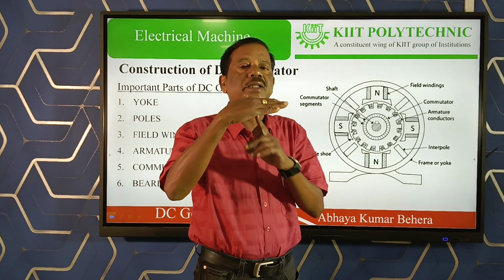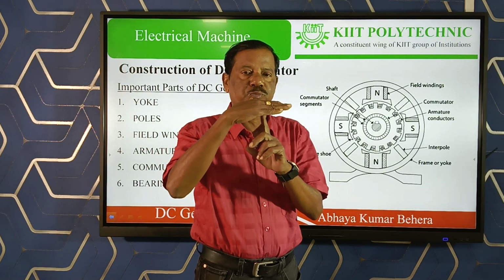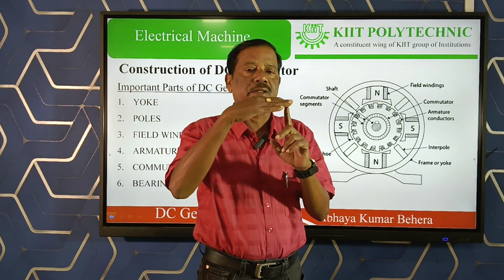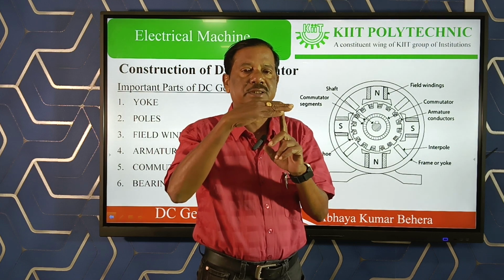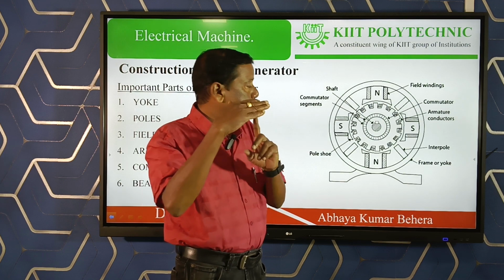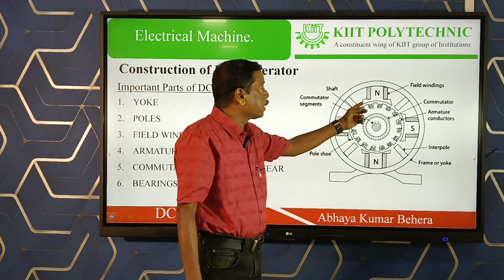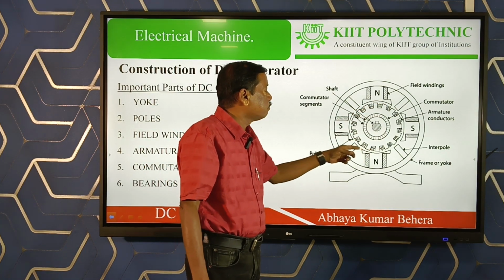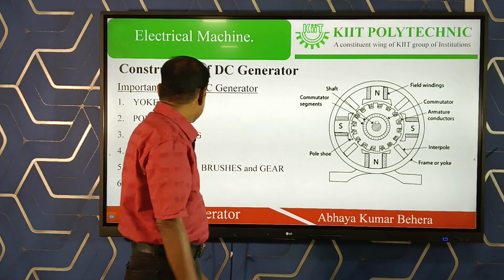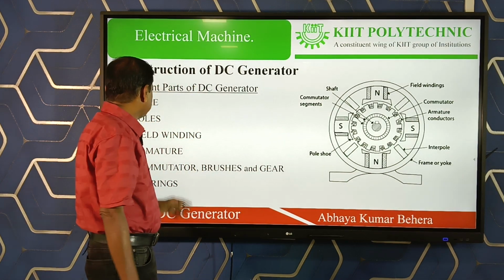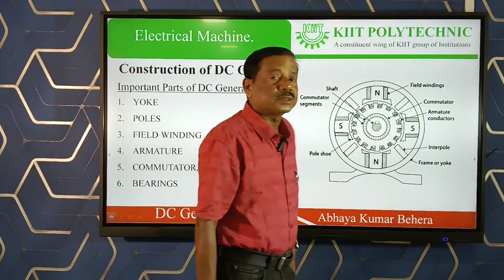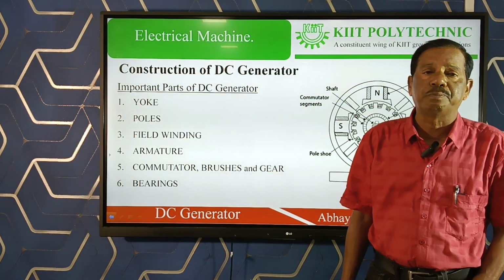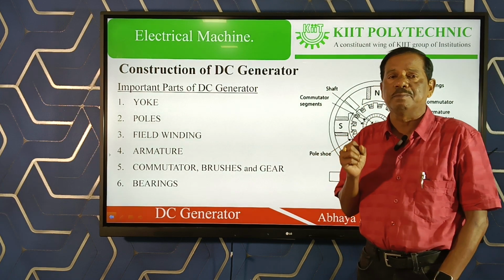If it is flat, then at the center the magnetic field strength will be higher, and if it moves from left to right, the magnetic field strength will gradually decrease. So for that purpose, the magnetic pole shoes are bow in nature, so that they can produce a uniform magnetic field.